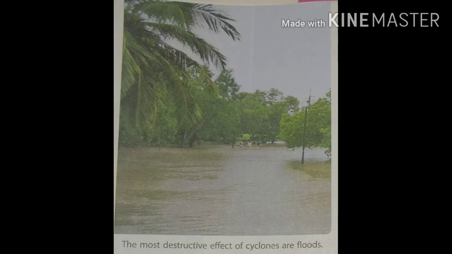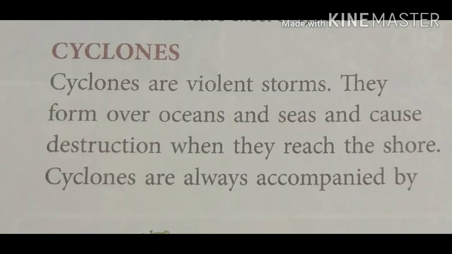Look at this picture. The most destructive effect of cyclones is floods. Cyclones. Cyclones are violent storms. They form over oceans and seas and cause destruction when they reach the shore. Cyclones are always accompanied by heavy showers and high speed winds. West Bengal, Odisha, Andhra Pradesh, Tamil Nadu, Maharashtra, and Gujarat are prone to cyclones.